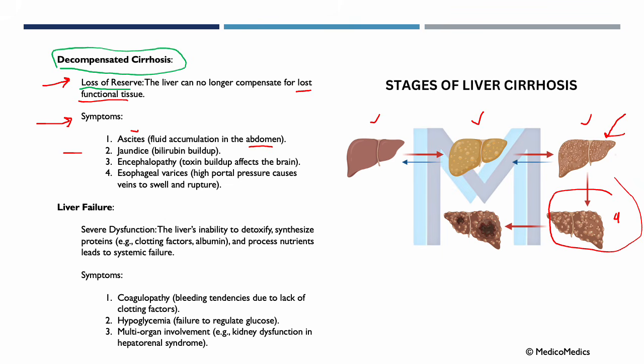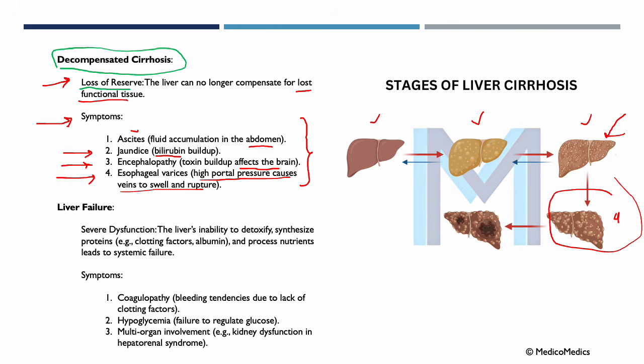We see jaundice due to a buildup of bilirubin. Encephalopathy, so toxin buildup that affects the brain. Esophageal varices, where high portal pressure causes veins to swell and rupture. I hope now that all these symptoms are clear to you based on what we talked about in the previous slides.